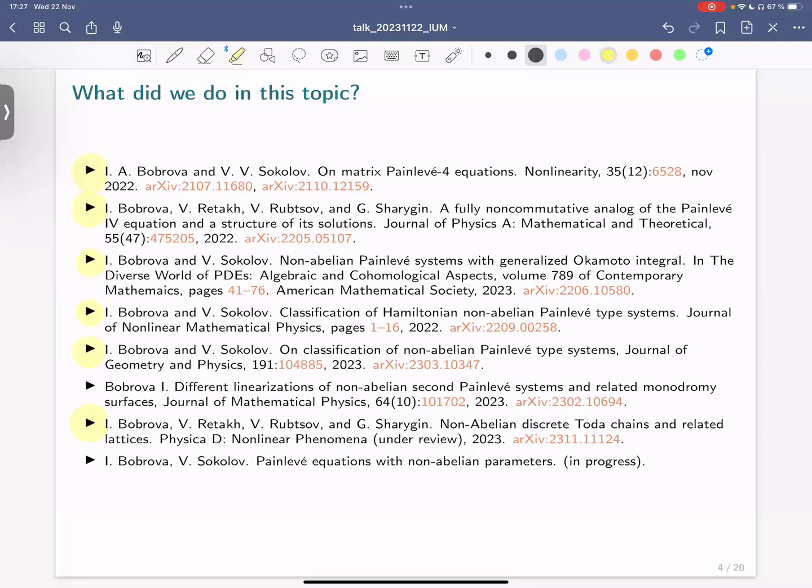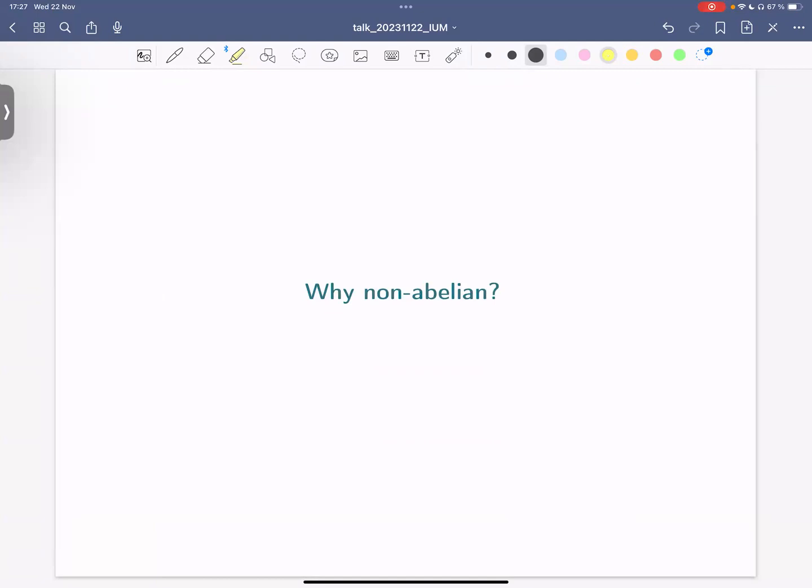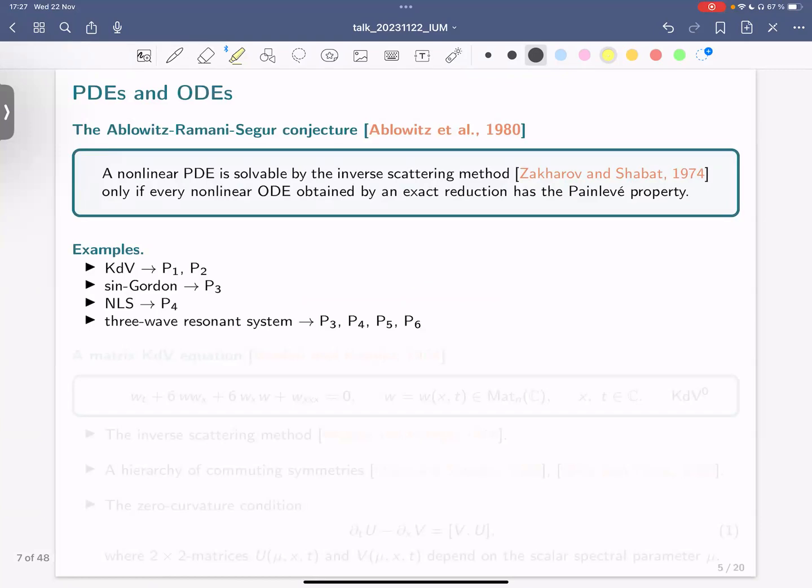By using a reduction procedure, we can obtain from the non-Abelian discrete Toda chain some examples of non-commutative discrete Painlevé equations. Well, why would we like to study non-Abelian Painlevé equations? It's known that in the commutative case some very famous and important PDEs can be reduced to the Painlevé equations. For instance, the KdV equation can be reduced to the first Painlevé equation or to the Painlevé 2 equation. The sine-Gordon equation can be reduced to Painlevé 3, and so on.